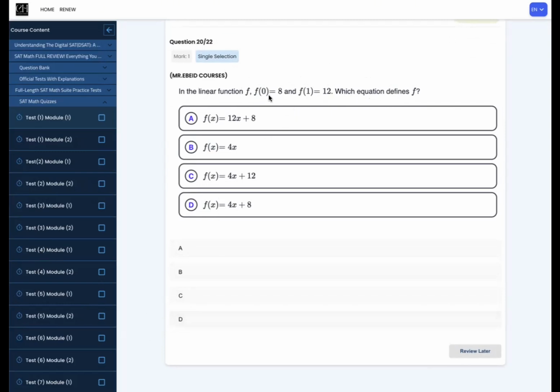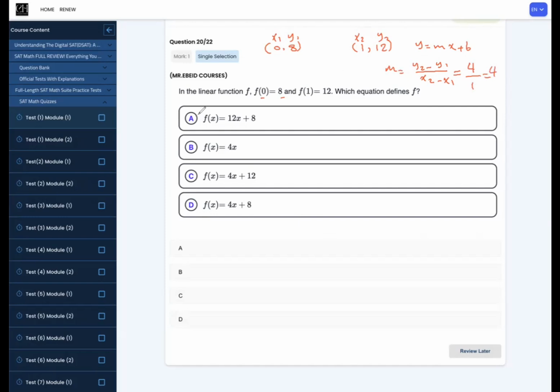As usual, we have several methods to answer this question. We have two points, which are 0 and 8, and also 1 and 12. You know that the equation of a straight line is y equals mx plus b. So we can find the slope. The slope is y2 minus y1 over x2 minus x1. So this is x1, this is y1, this is x2, and this is y2. So it will be 12 minus 8, which equals 4, over 1 minus 0, which equals 1. So the slope is 4.